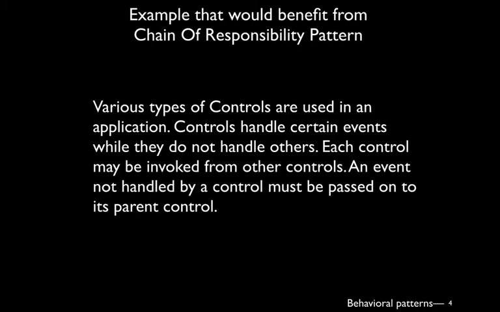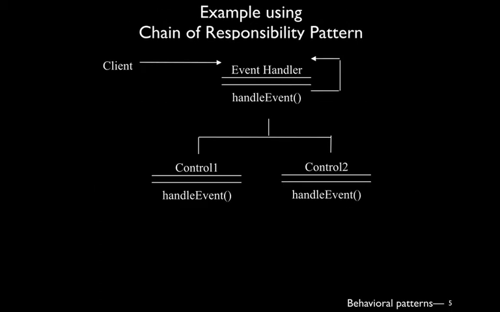An event not handled by a control must be passed on to its parent control or the control in the chain. So how does this really work in terms of the organization? The idea is we got a client, or this is the source of the event, that is going to generate an event, and an event handler may handle the event or may pass it on to the next event handler in the chain. So there are different concrete controls, as you can see, that potentially may handle these kinds of events.